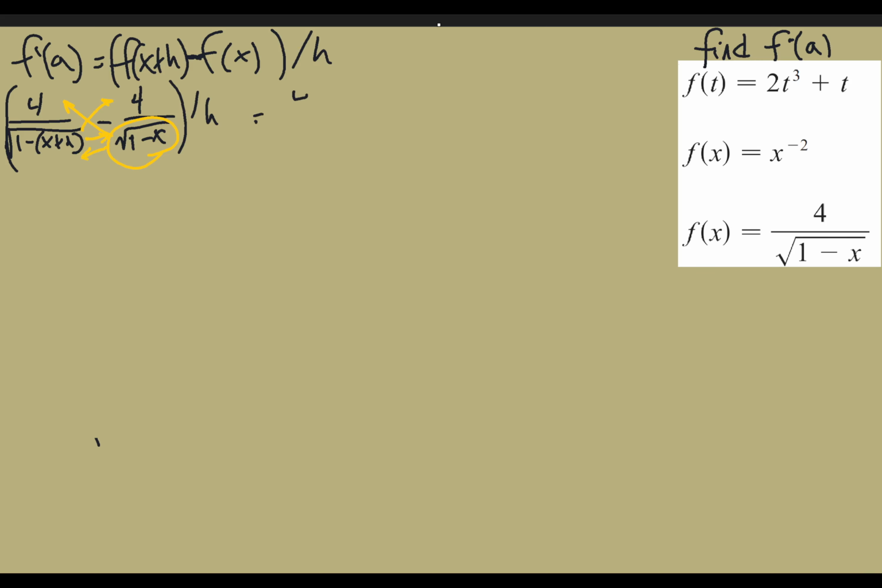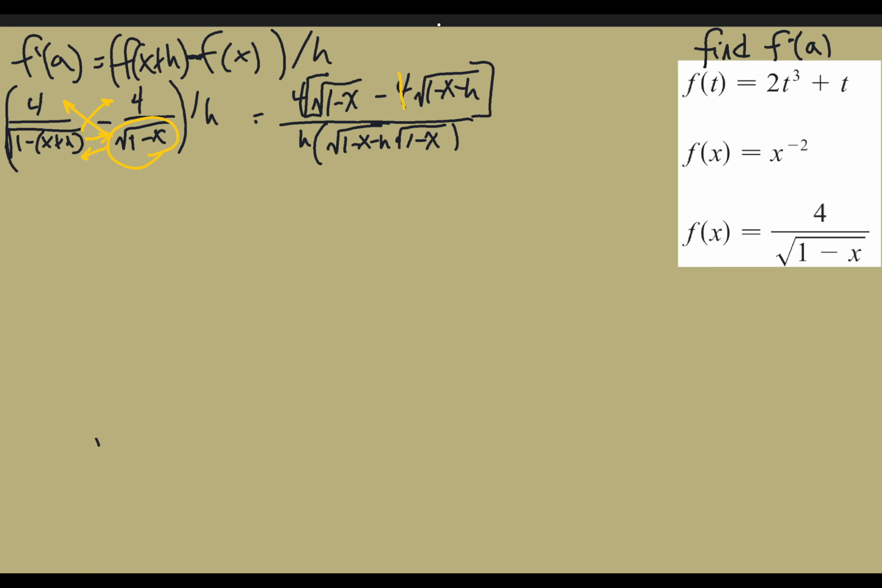So that's going to be 4 rad 1 minus x minus 4 rad 1 minus x minus h. See how I distributed that? You've got to be careful. Over, let's put this h in the front of the denominator here, and then we have rad 1 minus x minus h, and we have rad 1 minus x. Okay, let's take this 4 out, and we'll just do this.